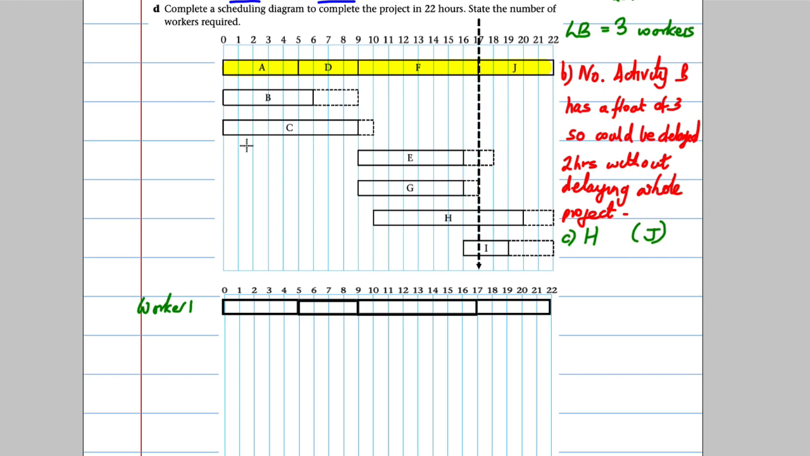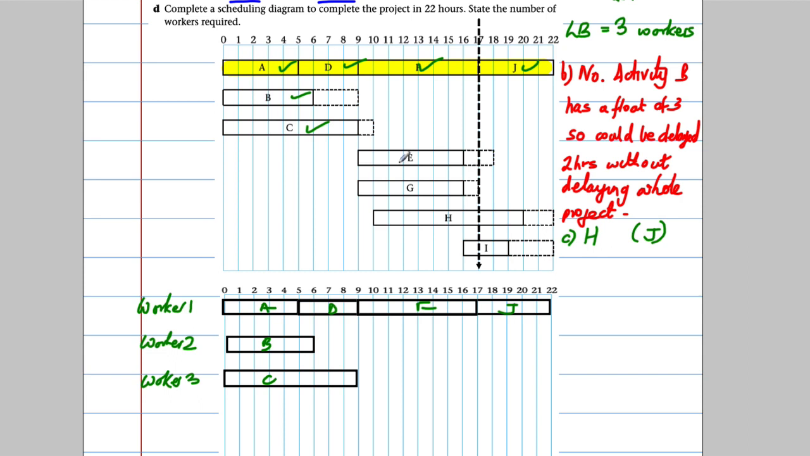Now, B or C, you can see that you're going to need 2 more workers because B and C can never happen at the same time, because no matter where you shift B along its possible float, or C, you're going to need a different worker for each. So B, I'm going to start off there, 0 to 6, and I'm going to start off C here from 0 to 9, like that. So I'm immediately realizing that I'm going to need new workers. So I'm going to put worker 2 here, and worker 3 here. This was A, D, F, J, and this was B and C.